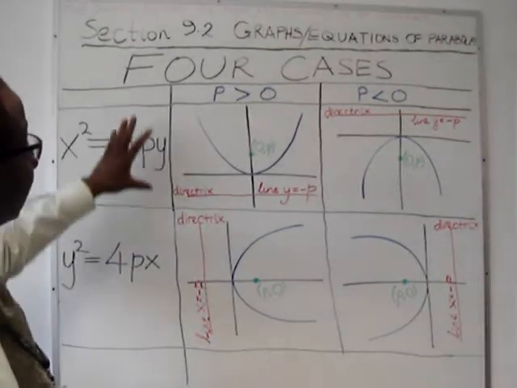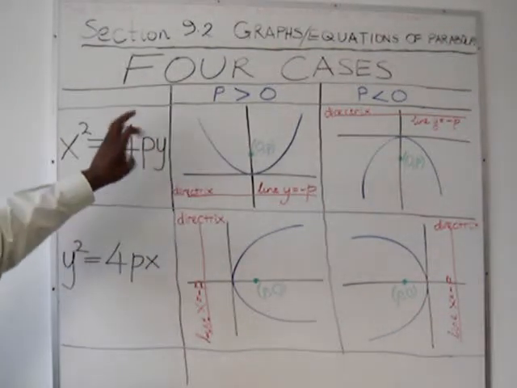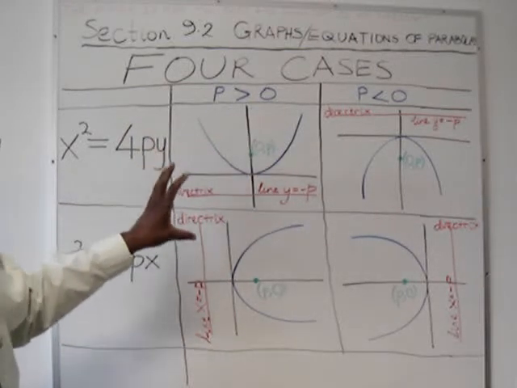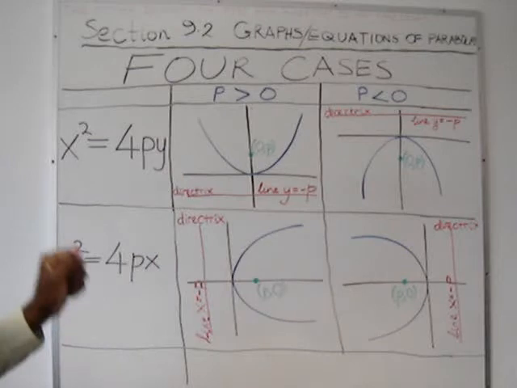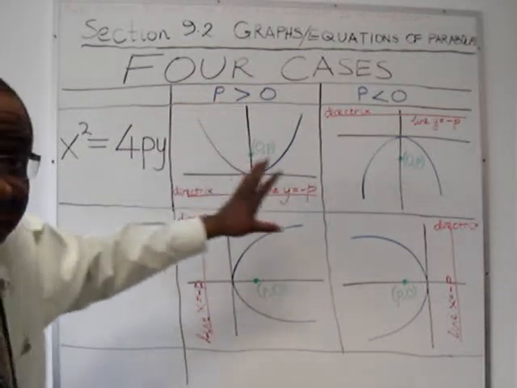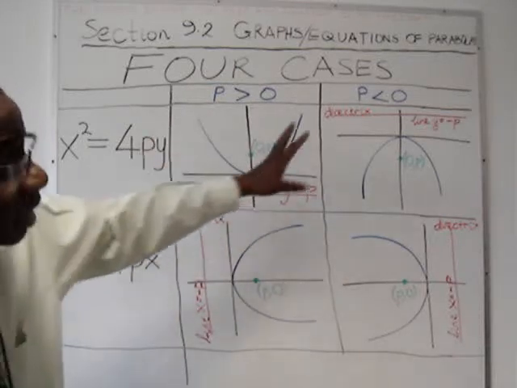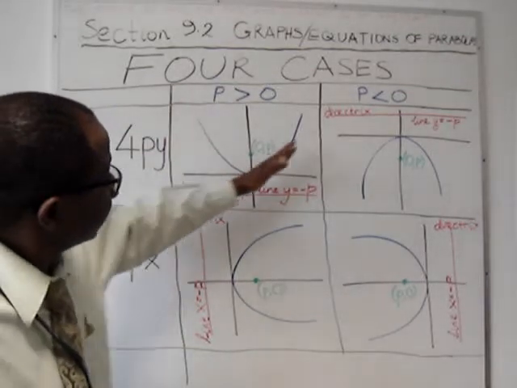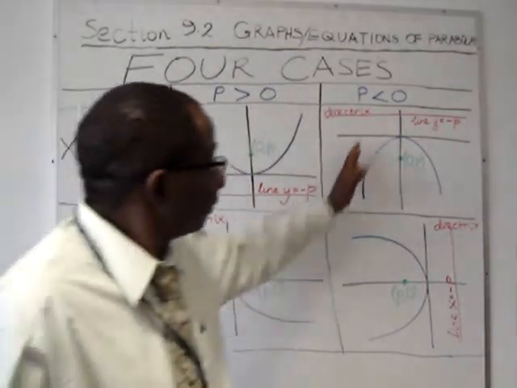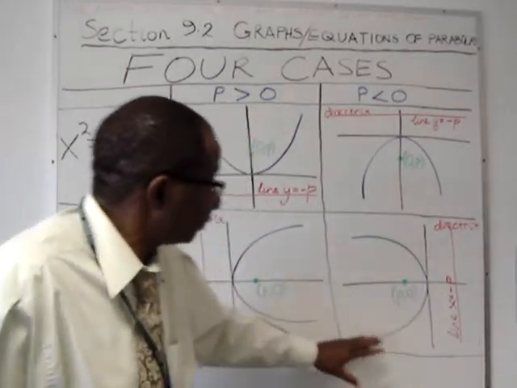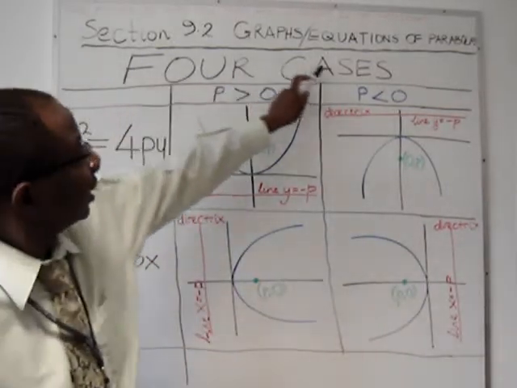Okay, Rachel, let's look at a summary of what I've done so far. There are 4 cases, like I've told you before, of how the parabola can face. It can face up, it can face down, it can face to the right, it can face to the left. So I've got up here 4 cases.